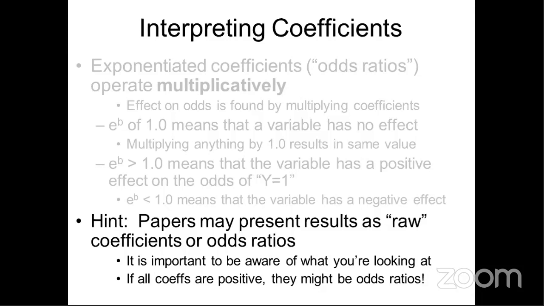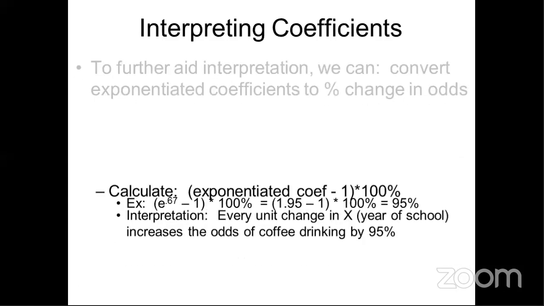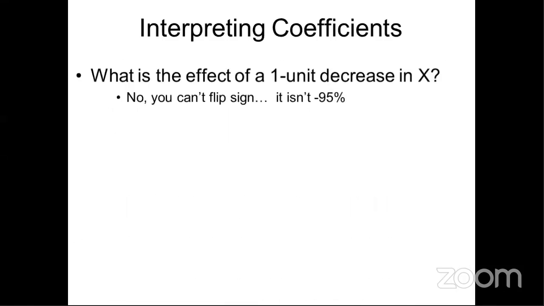Some papers report the raw coefficients. Raw coefficients mean the log odds. Some researchers report odds ratios. So it is important to be aware of what you are looking at, whether you are looking at log odds or odds ratios. Then how do you know whether the reported results are log odds or odds ratios? I will show you a result for that.